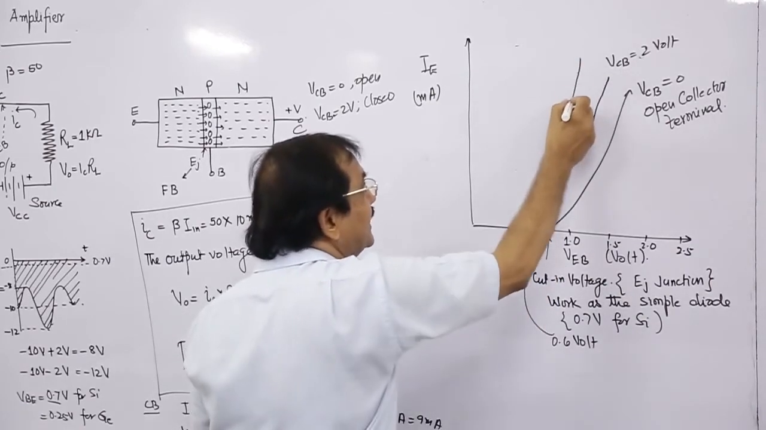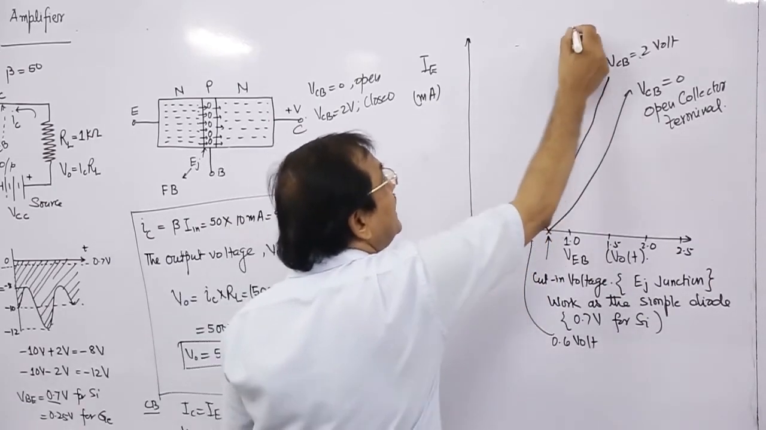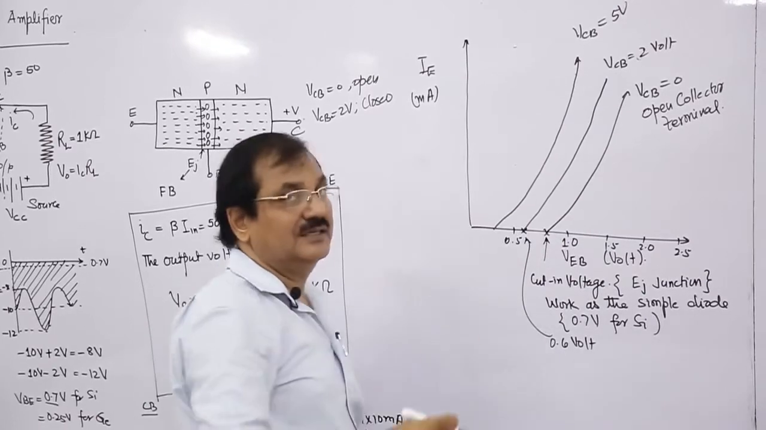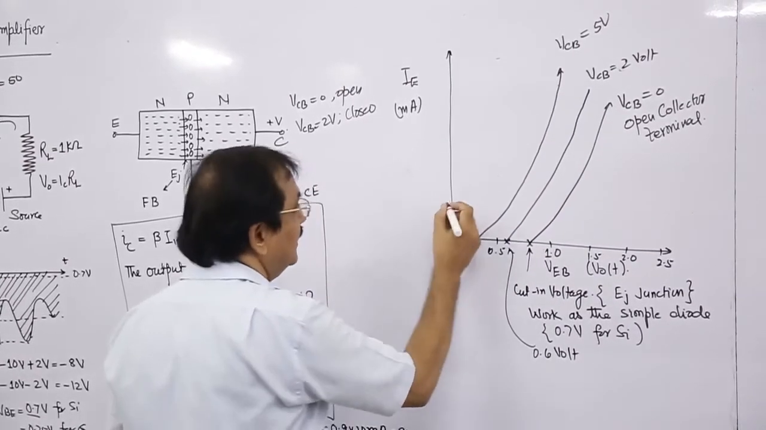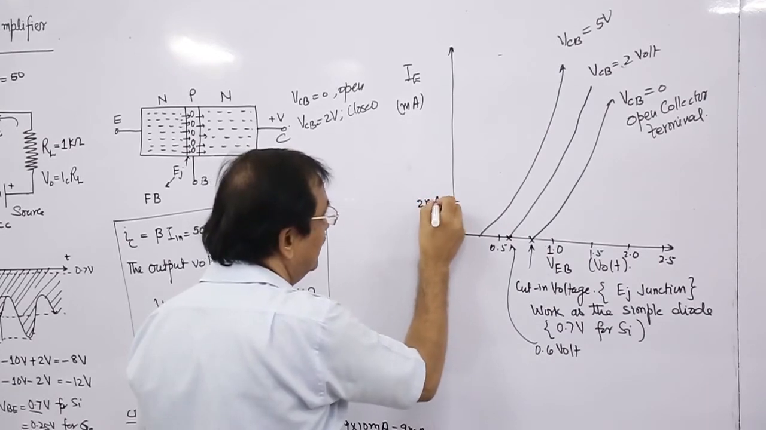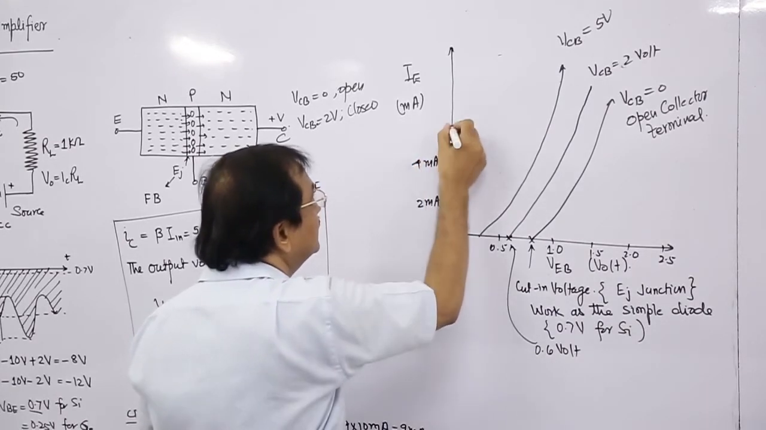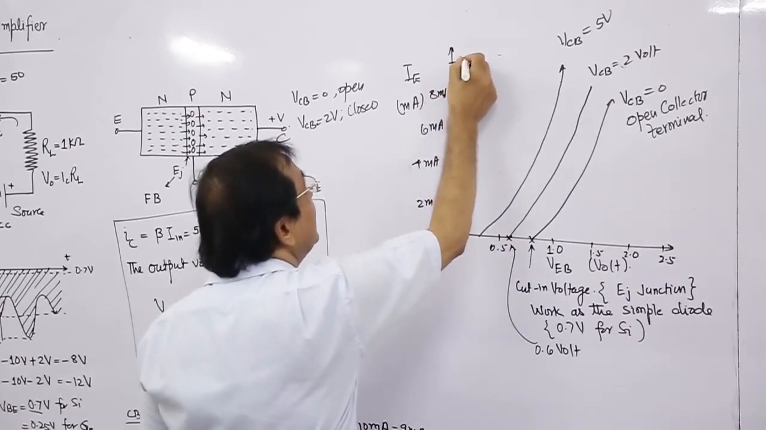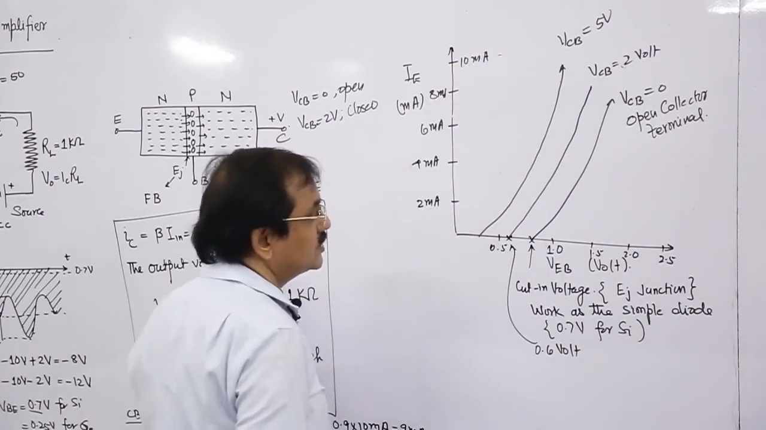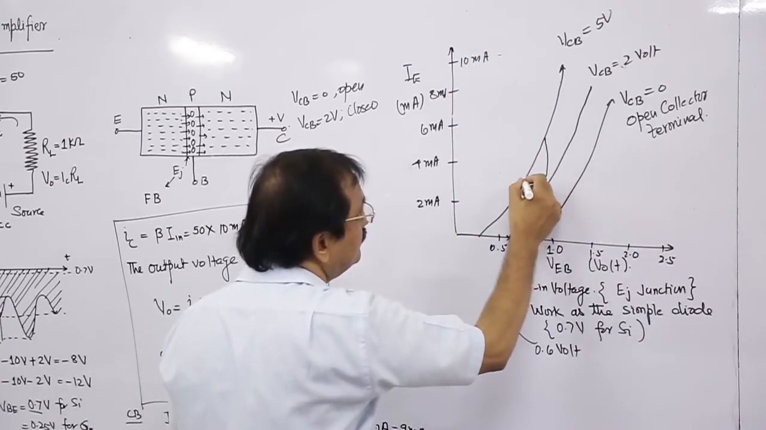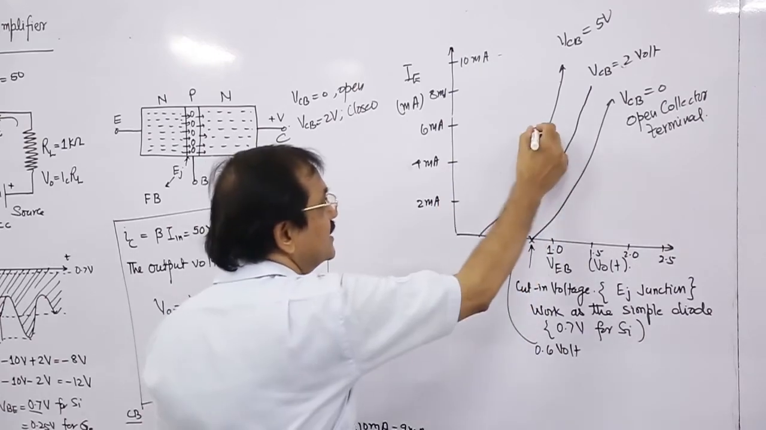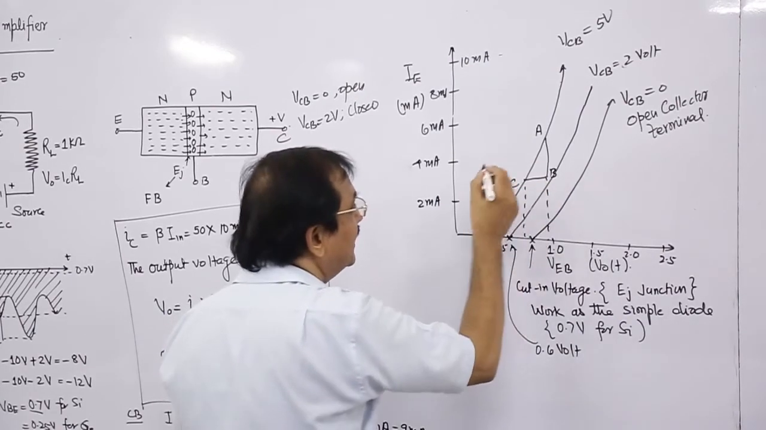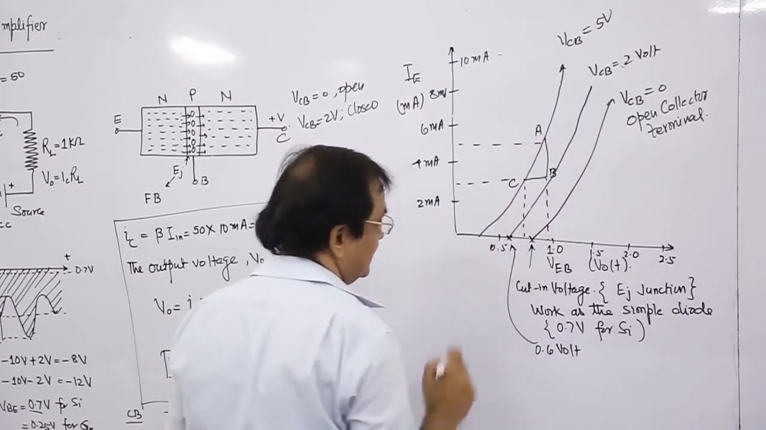If we further increase this value, say VCB is 5 volt, then this kind of characteristic will be there. Here we have 2 milliampere, 4 milliampere, 6 milliampere, 8 milliampere, and here 10 milliampere current. So if we draw this triangle, with points A, B and C, then we can find the dynamic resistance.